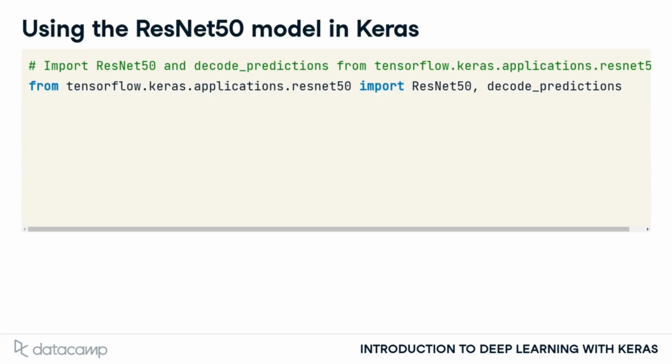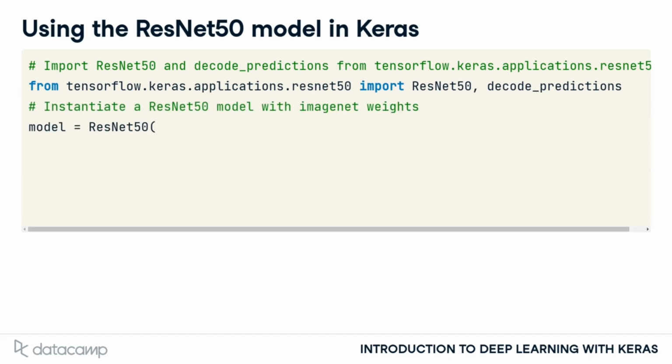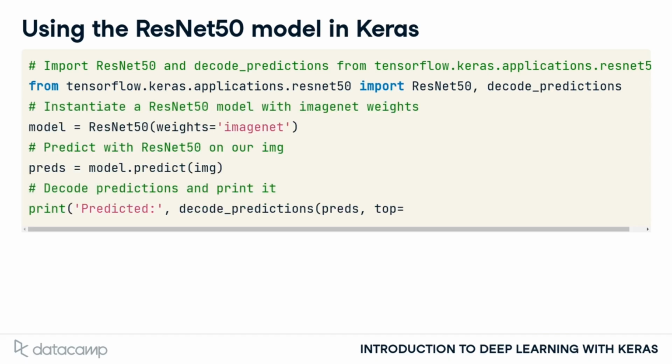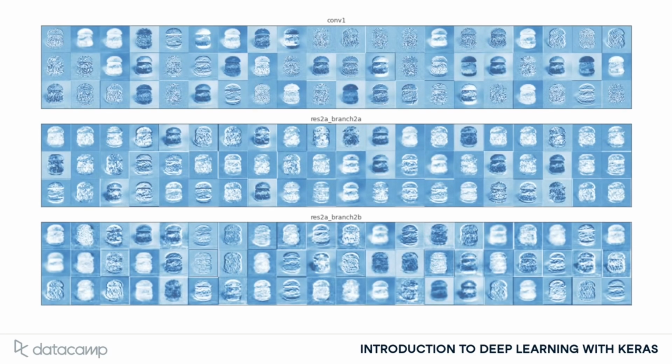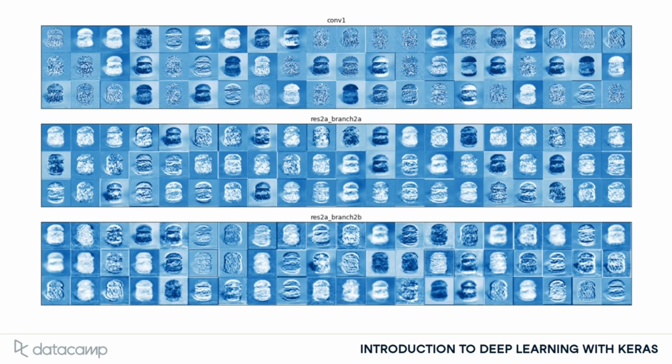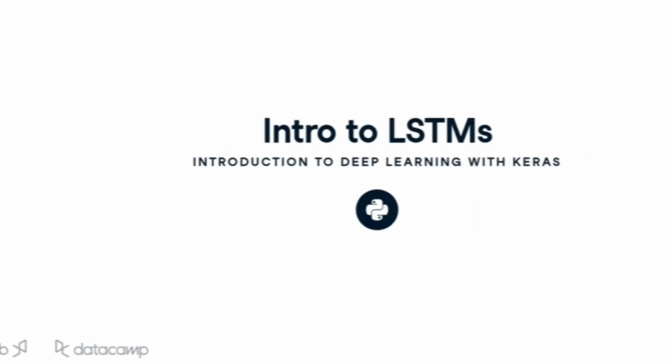We import ResNet 50 and decode predictions. Load the model with ImageNet pre-trained weights, predict on our image, and decode the predictions. That is, getting the predicted classes with the highest probabilities. Inside a CNN, we can check how the different filters activate in response to an input image. We will explore this in the exercises.